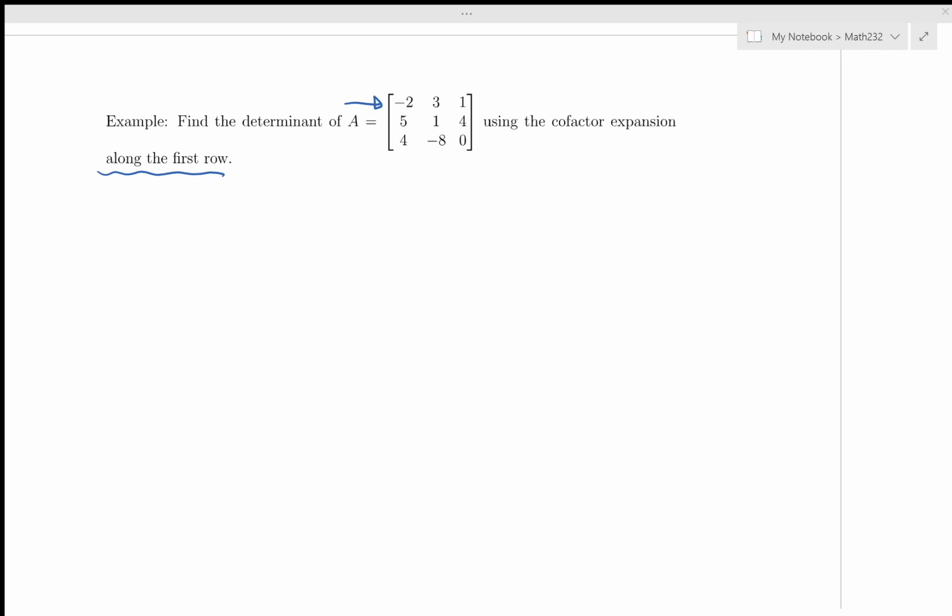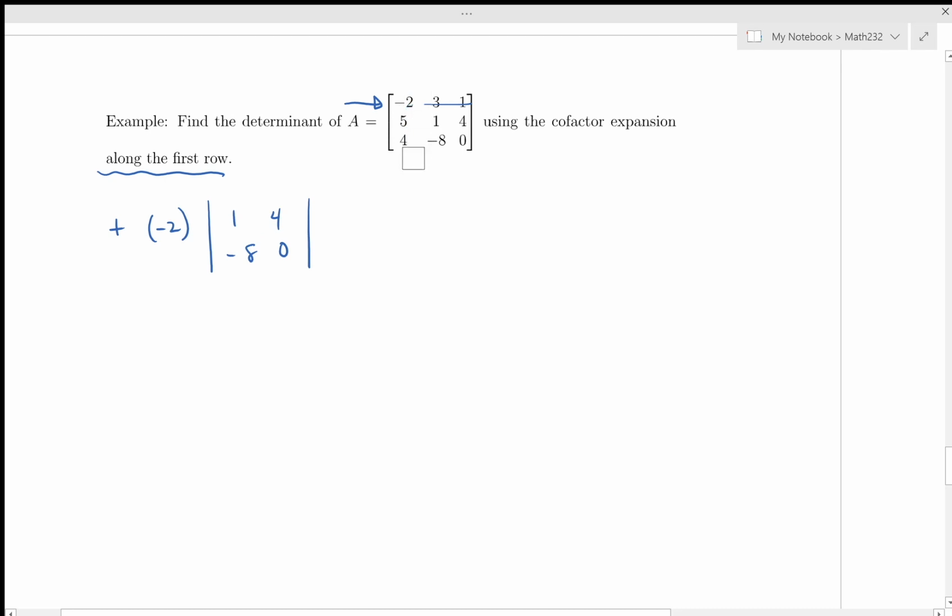So the first thing I'm going to have is the positive sign. That is the -1 to the 2. And then I'm going to have the -2. That's that element. And then I'm removing the first row and the first column, because I am right now calculating M11. And so what is left? The determinant of 1, 4, -8, and 0.